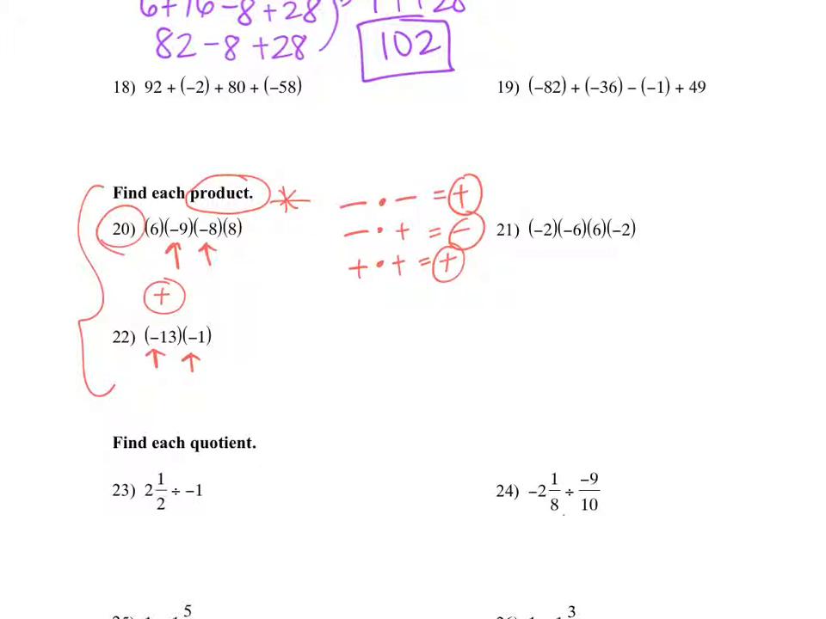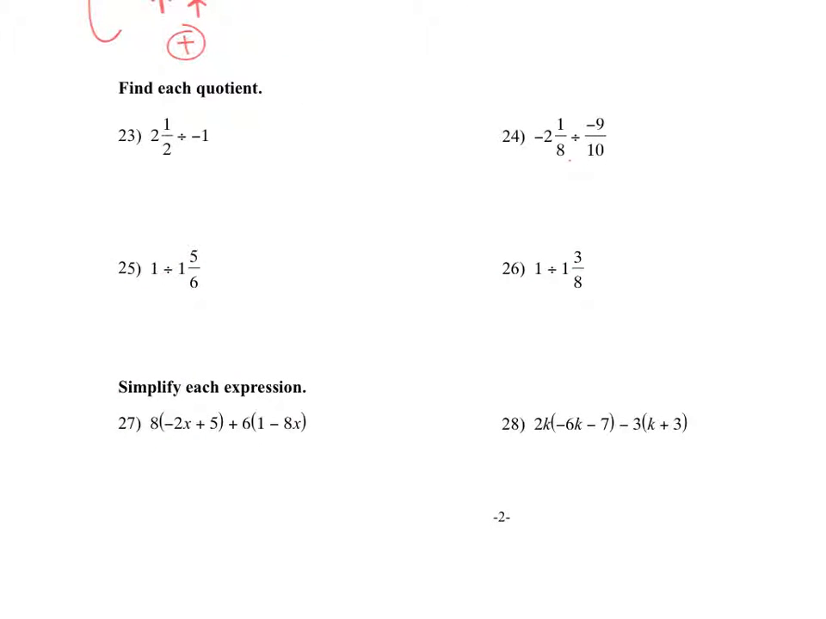22, there's an even number of negatives, so you know the answer is going to be positive. 21 has 1, 2, and 3, so that's 3 negatives. You know my answer is going to be negative. And that's it. Moving on to the next section, it says find each quotient. We know quotient is division.